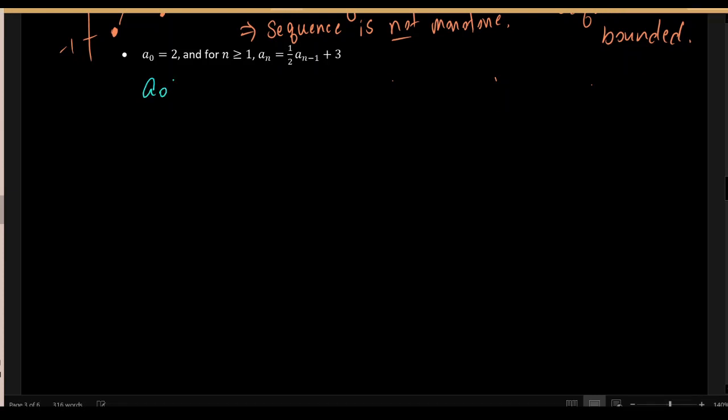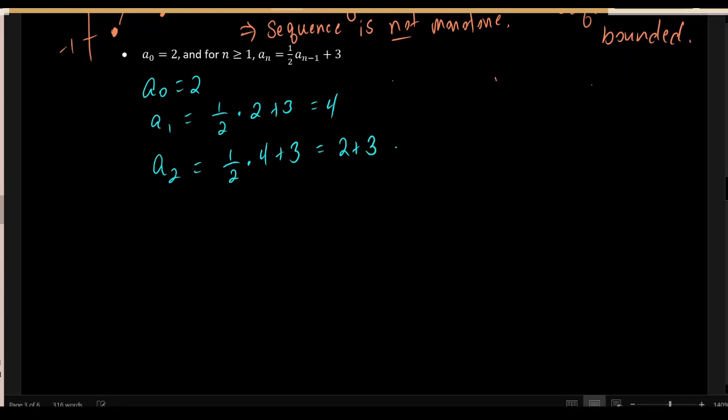We're told that a0 is equal to 2, so a1 must be equal to 1/2 times 2 plus 3, which simplifies to 4. a2 is equal to 1/2 times 4 plus 3. 1/2 times 4 is 2, plus 3, so that's 5. a3 is equal to 1/2 times 5 plus 3, I guess that's 2.5 plus 3, 5.5. And so on and so forth.